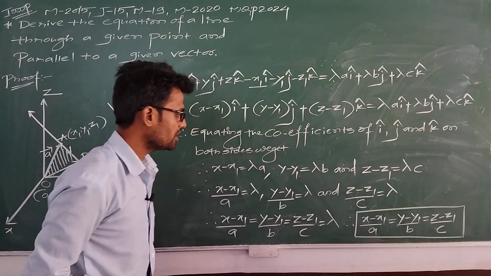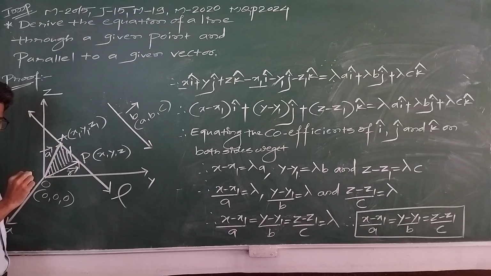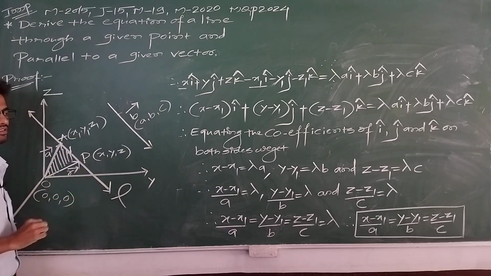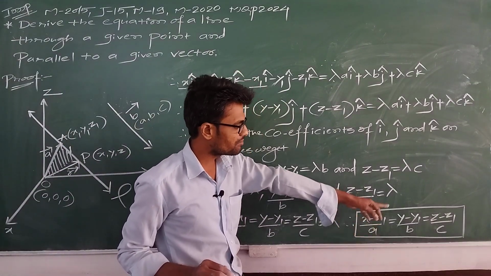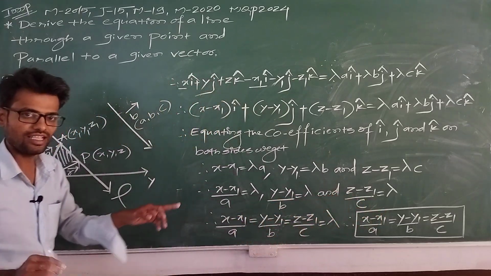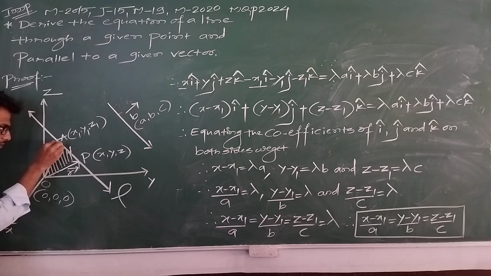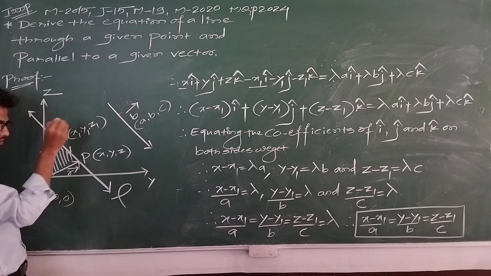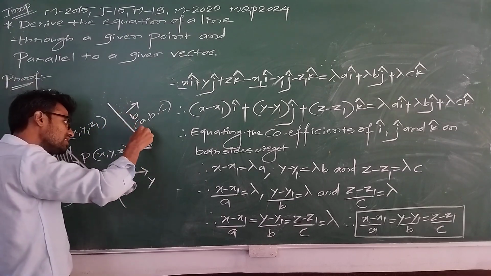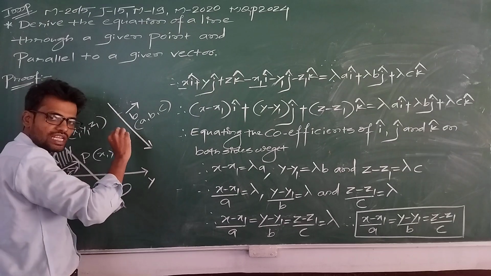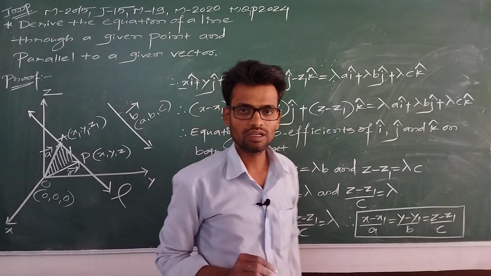This is the equation of a line L passing through a given point. x minus x1 by a equal to y minus y1 by b equal to z minus z1 by c is the equation of a line L passing through a given point whose coordinates are x1, y1, z1 and parallel to the given vector, B vector, whose direction ratios are a, b, c, right? So this is very important. Pause the video and note it down.